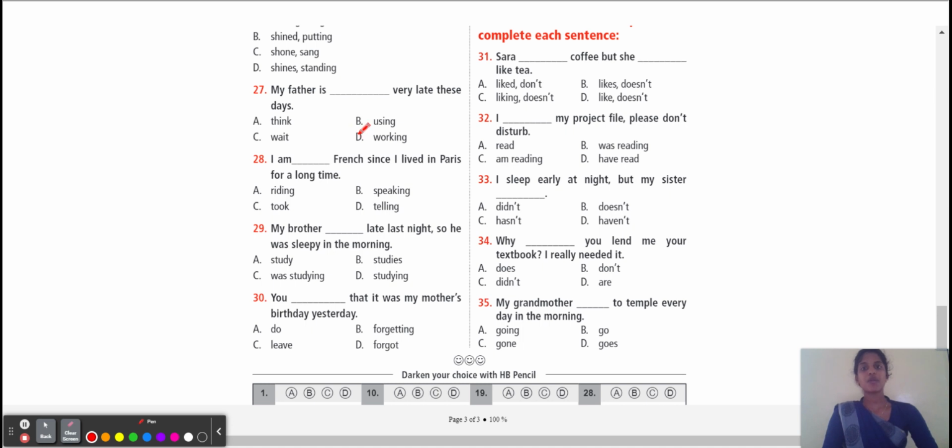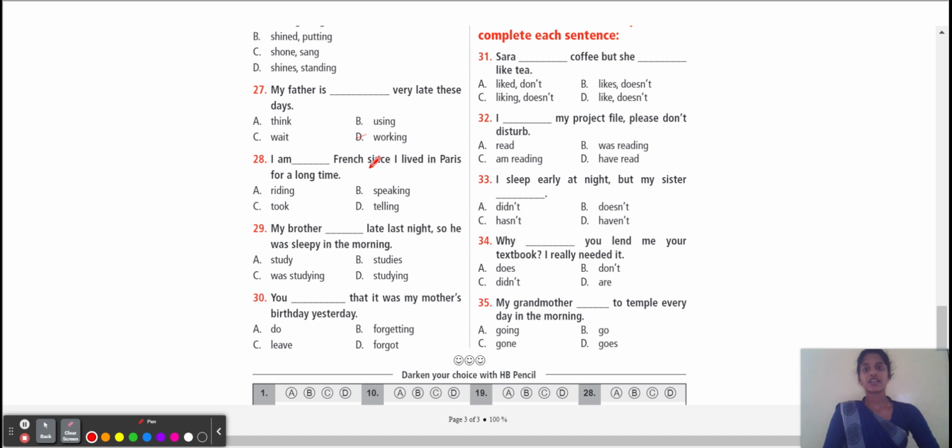Why? Because it means my father is walking very late these days. His father is not working. So walking is the correct answer. Is walking. 28. I am dash French since I lived in Paris for a long time.